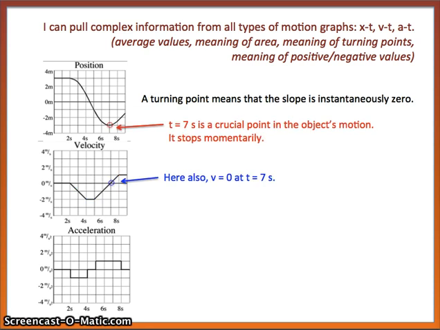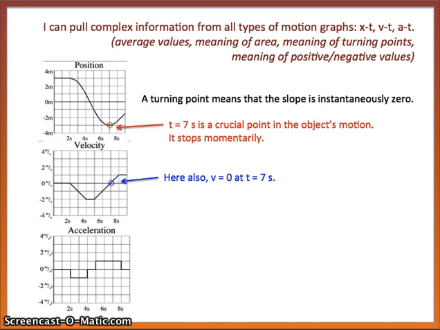Another key skill having to do with graphs is a turning point. A turning point is a spot where a very smooth curve changes direction, going from the top of the graph to the bottom and then back up again, or in reverse. You've probably talked about this idea in a math class. If you take a look at the position versus time graph here, at 7 seconds we have a turning point. It's a very crucial point in the object's motion.